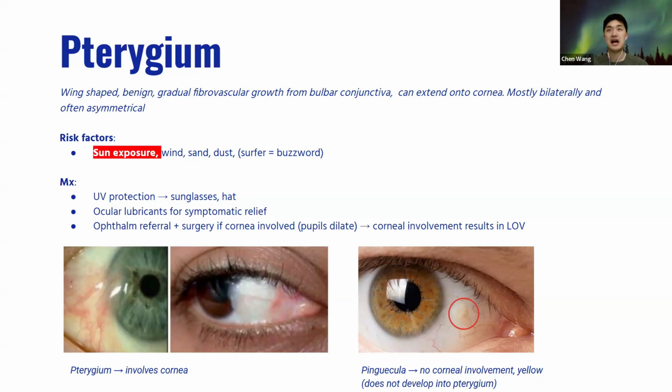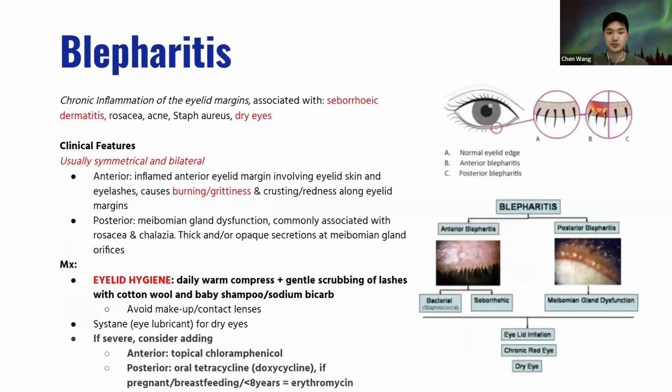And if they have a pterygium that grows over the cornea, and that affects the way they see, that's sort of obstructing the visual axis, then a surgical input is definitely warranted as well. So another condition that looks quite similar is a pinguecula, and this has no corneal involvement. It just sort of stays outside the cornea, and it actually does not grow into pterygium. These are two different pathologies.